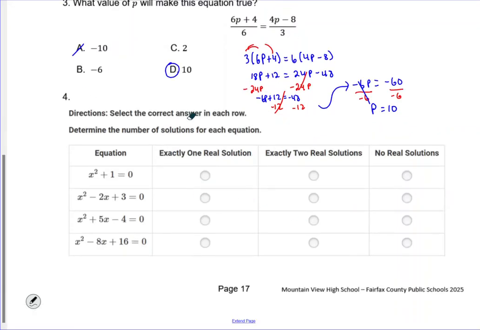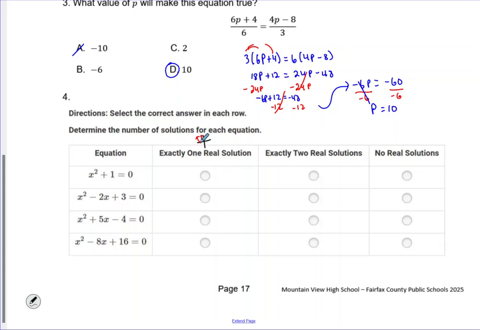Alright, number 4, it says select the correct answer in each row. So I have to see if it's one solution, two solutions, or no real solution, and then go on with this. This one, if you notice, these are quadratics, okay? So you have a parabola. One real solution means that the parabola touches the x-axis and bounces off like that.